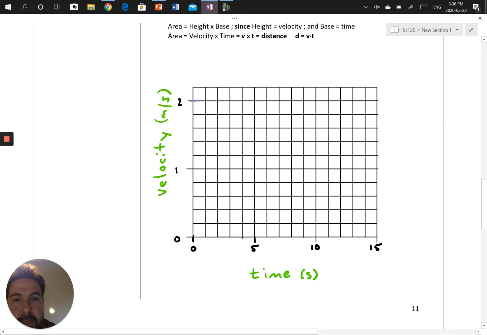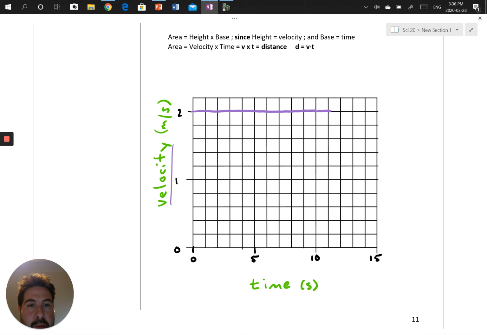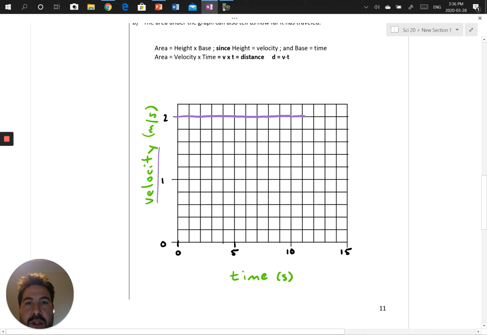Something like this. And what this tells me is I have an object that's traveling at a constant velocity. The velocity is not changing. It's not going up or going down. It's not increasing or decreasing. Now, we can actually use some math with this graph as well.